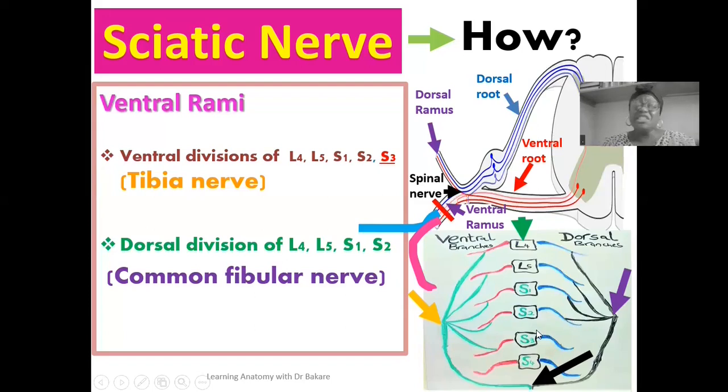So if there is an injury that is targeted at the S3 spinal nerve, it is definitely going to be affecting the tibial nerve, because it is only the tibial nerve that extends its origin or formation to this level. This will mean that the muscles that the tibial nerve innervates will definitely be impaired. So it's good for us to be able to establish this fact.